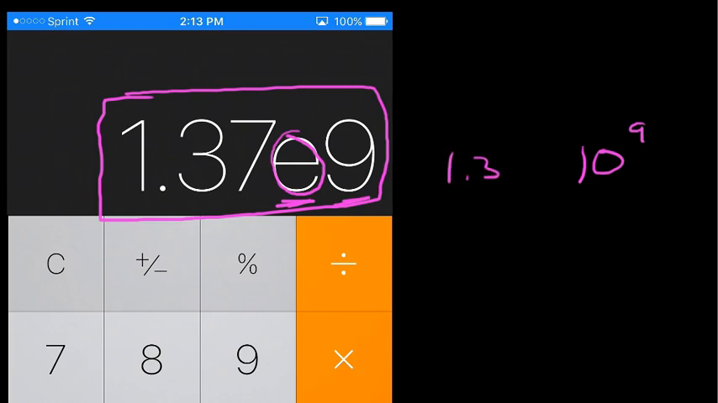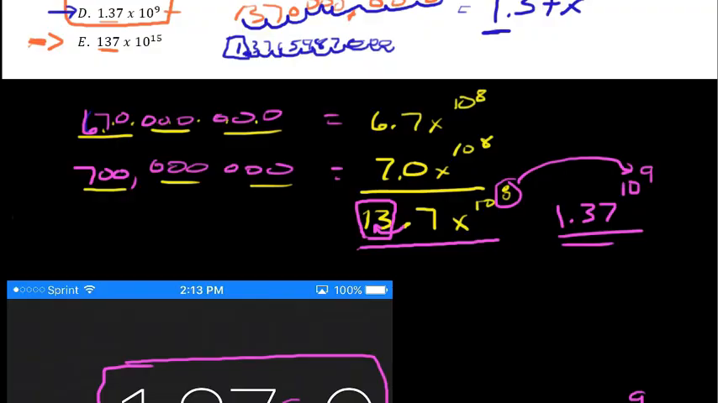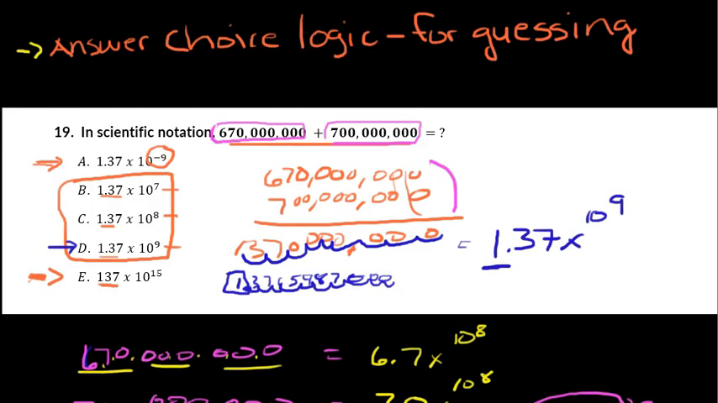So it's 1.37 times, so that E means times 10 to then the number here, 10 to the 9. So that you'd have been done. If you knew how to read your calculator, you could have 1.37 times 10 to the 9, go up here, 1.37 times 10 to the 9, and I'm done. All right, that's scientific notation. Hopefully that helped.